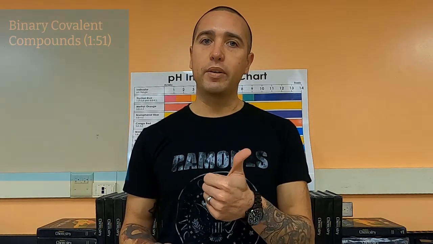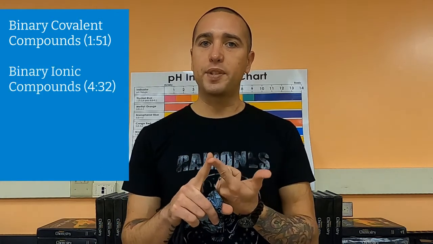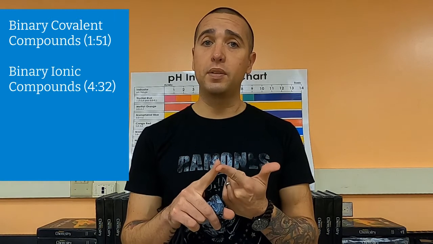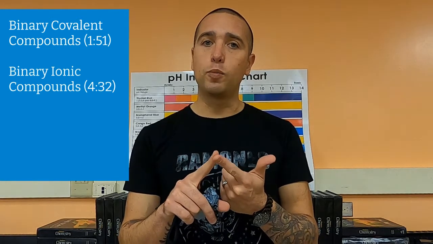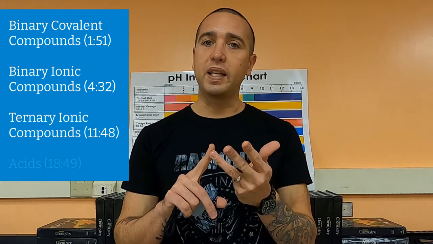In this video, I'm going to be going over how to name simple substances, simple compounds. We're going to start off with binary covalent compounds. We'll move on to binary ionic compounds, both with representative and transition metals as their cations. We'll move on to ternary ionic compounds, and finally, acids.